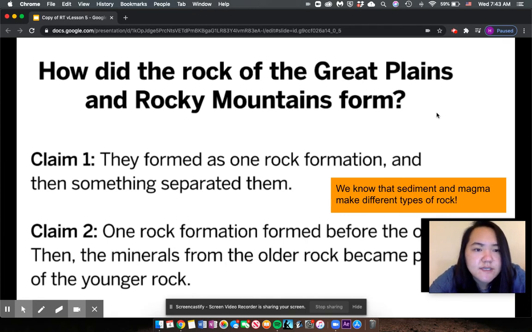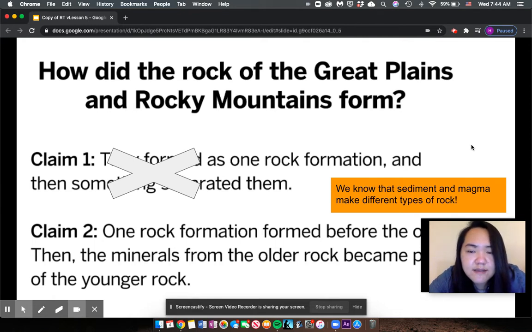Our chapter one question is, how did the rock of the Great Plains and Rocky Mountains form? We looked at two claims, either they formed together and then something separated them, or one rock formation formed first and then that became part of the younger rock formation. Yesterday, we learned that we can cross off claim one.